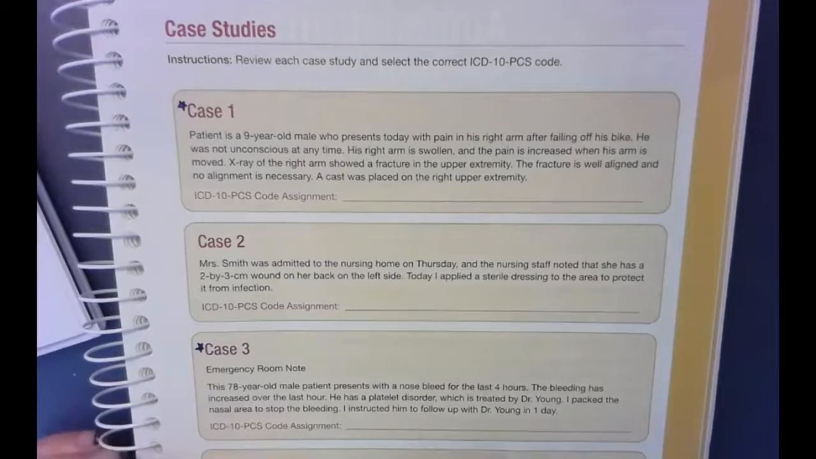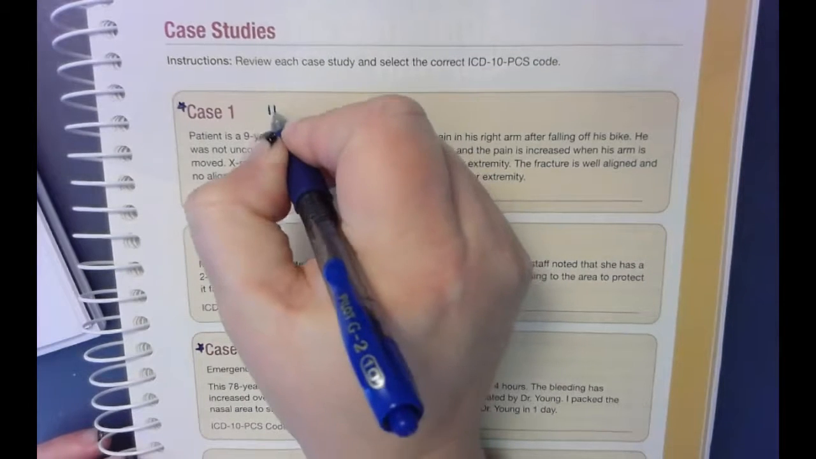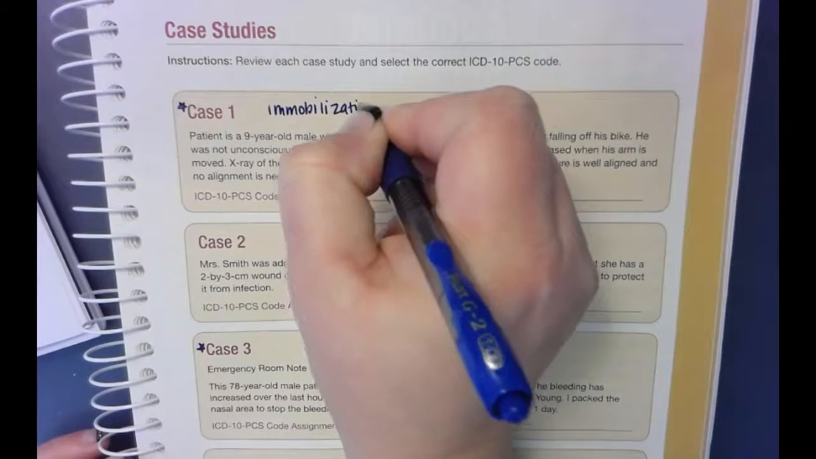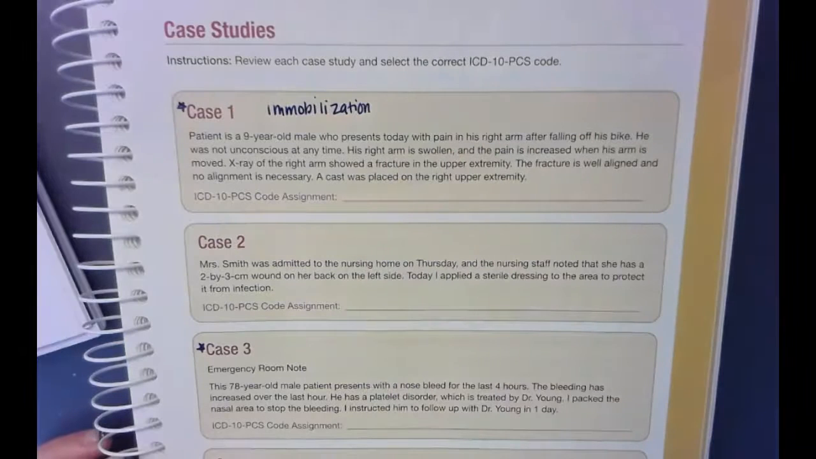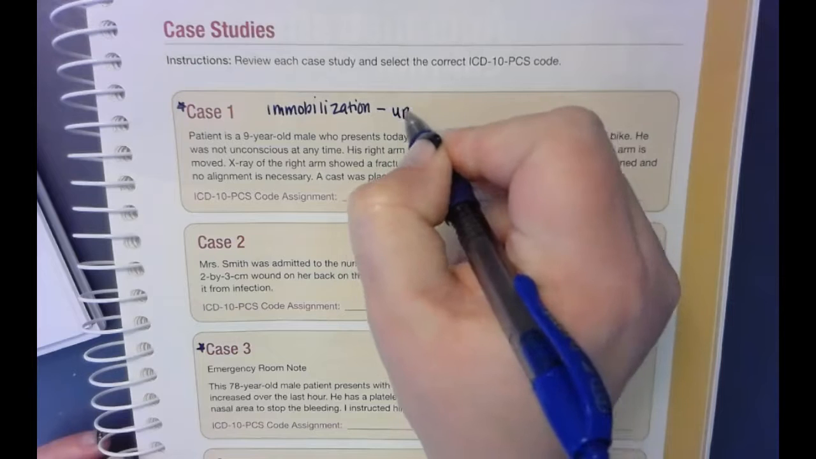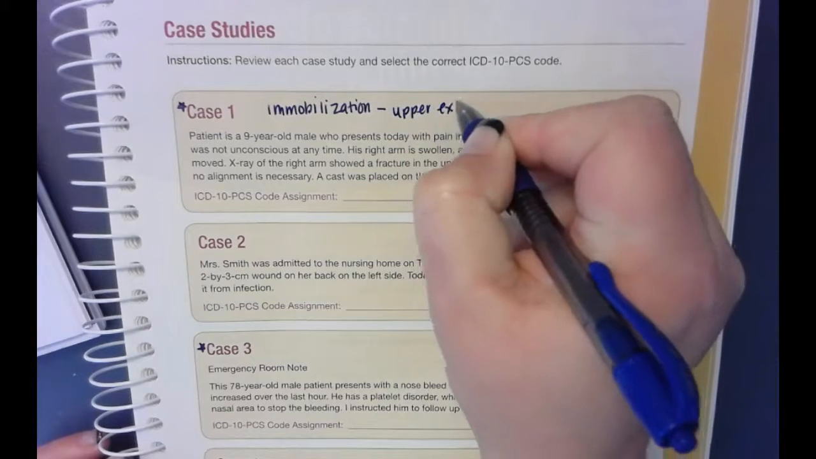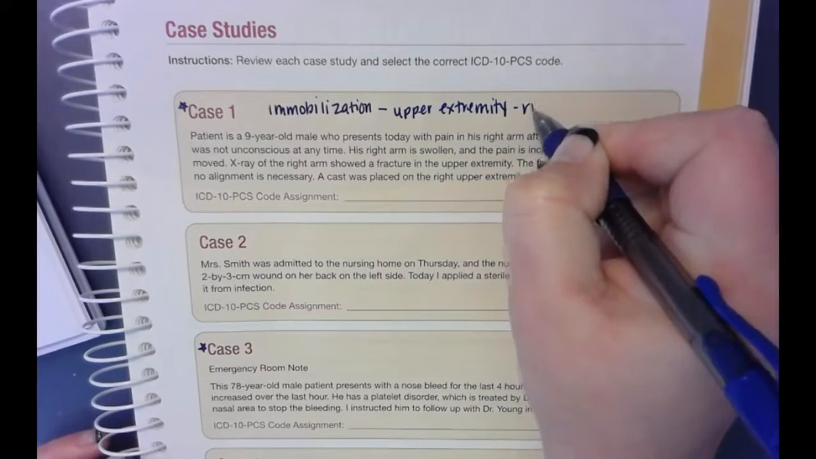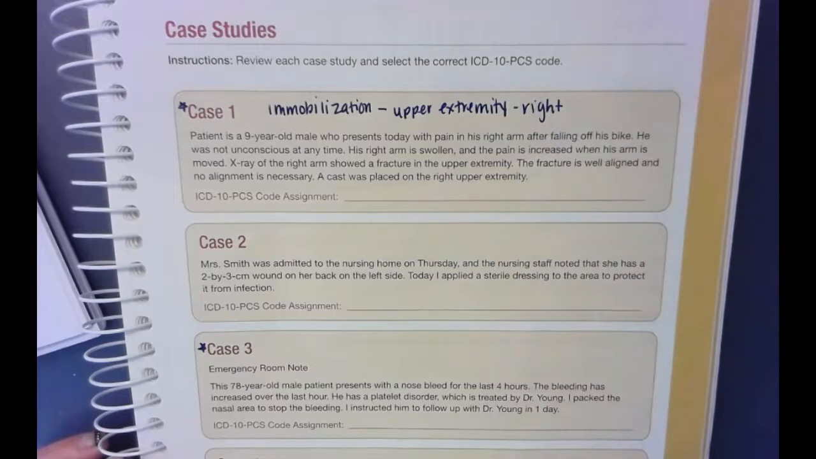So they placed a cast. So the first thing I would look up is immobilization. And then you're going to look up the body region. And it looks like that's going to be an upper extremity right. Now, you want to make sure that you get the right digit for that right side code.